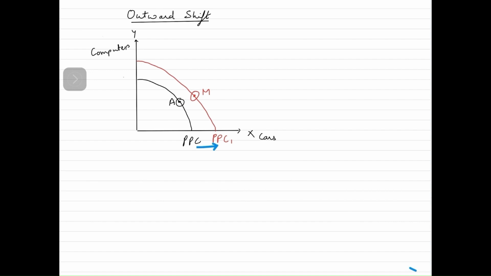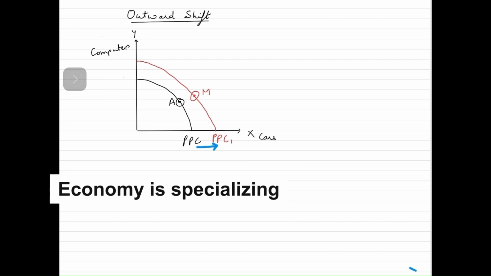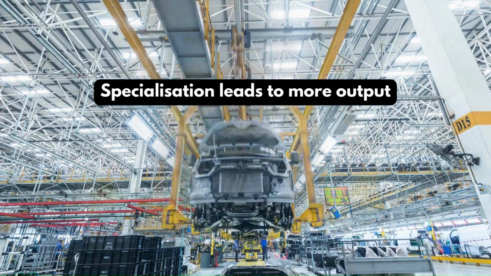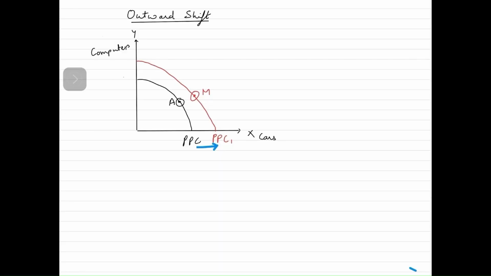All right. Now this outward shift in the PPC could be like a signal that would tell us that the economy is getting better at what it is currently doing. It's becoming more productive, and because of this, now it is able to produce more goods and services.